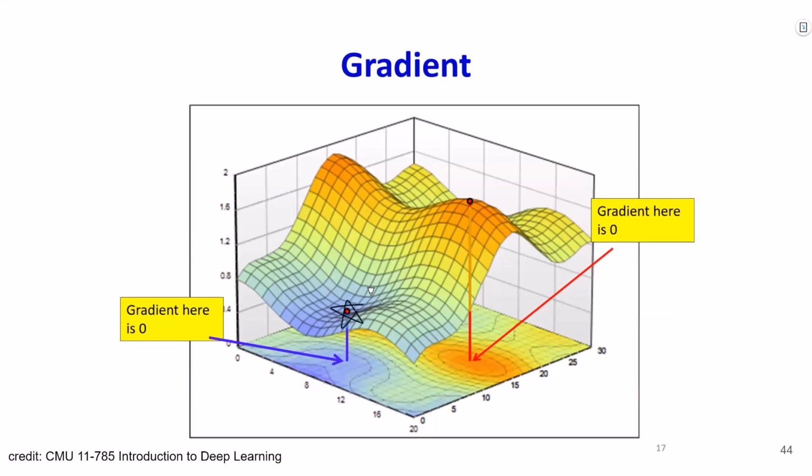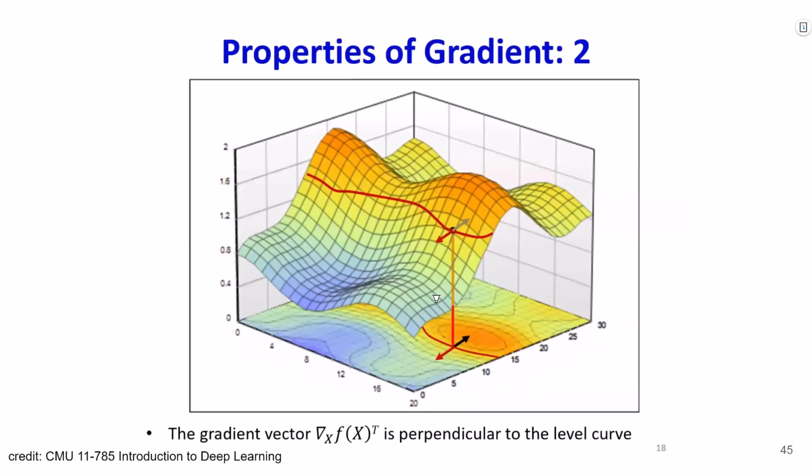And at this point, the gradient here is 0. Moving in any direction here results in no change in the loss function or the scalar function. Here, a small increment or decrement in the f value will result in no change in the resulting loss or the scalar function. And another property of the gradient is that the gradient vector is perpendicular to the level curve. So here we have a level curve containing the same values, and the gradient is perpendicular to this level curve.